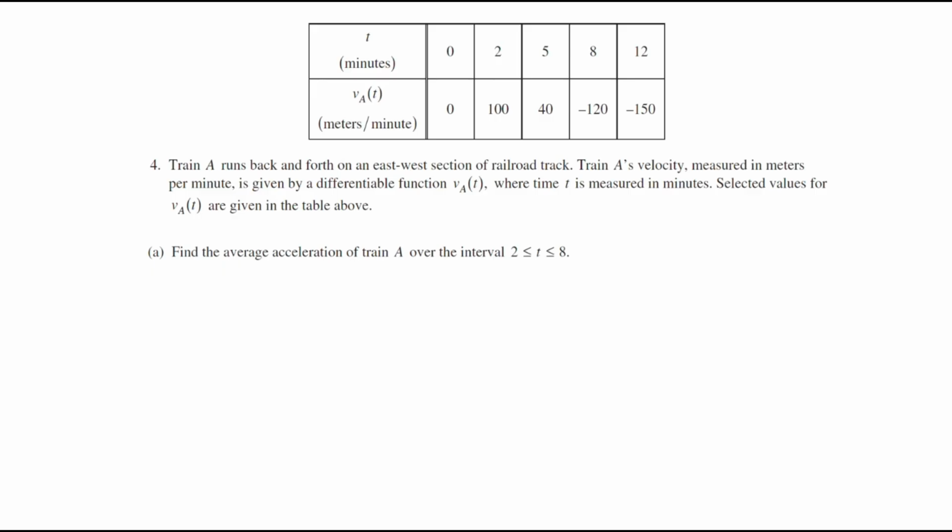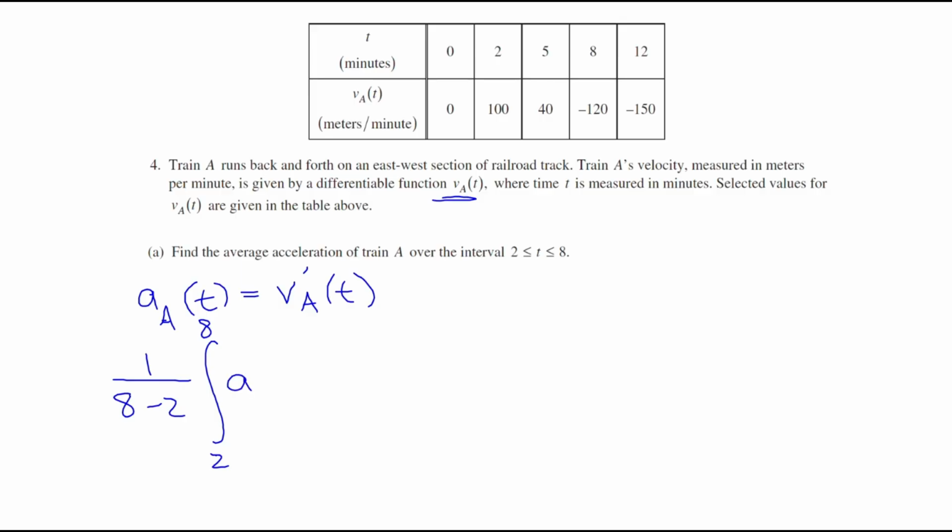Well, the average acceleration of the train on 2 to 8 ought to be the mean value theorem for the acceleration function of the train. And since we know that the acceleration, we'll call it a sub a, since we're using v sub a here, a sub a of t is v sub a prime of t. So therefore, the average acceleration ought to be 1 over 8 minus 2 times the integral from 2 to 8 of a sub a of t dt.